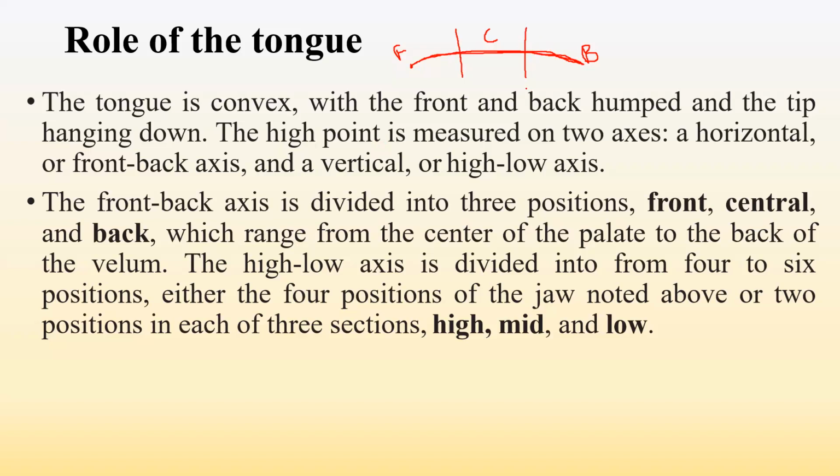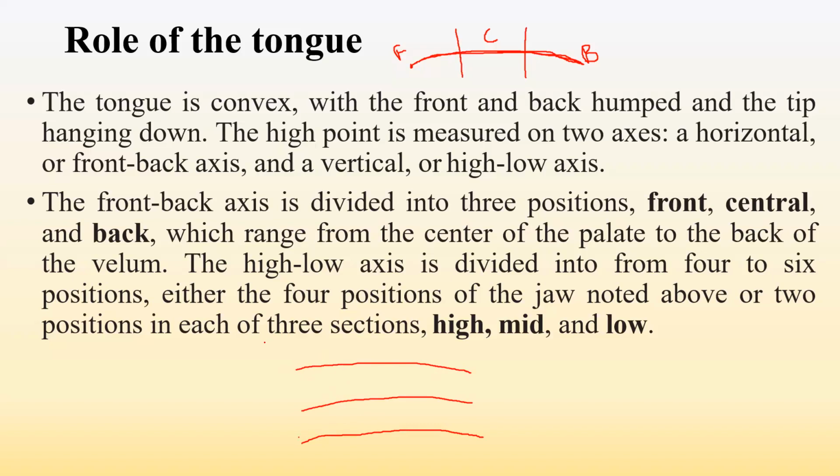And vertically also, the tongue is divided into several positions, of course, right? The high-low axis is divided into from 4 to 6 positions, either the 4 positions of the jaw noted above or 2 positions in each of the 3 sections. Okay, I'll draw it like this here: high, mid, and low. This is the tongue that can be in 3 different levels inside the mouth.